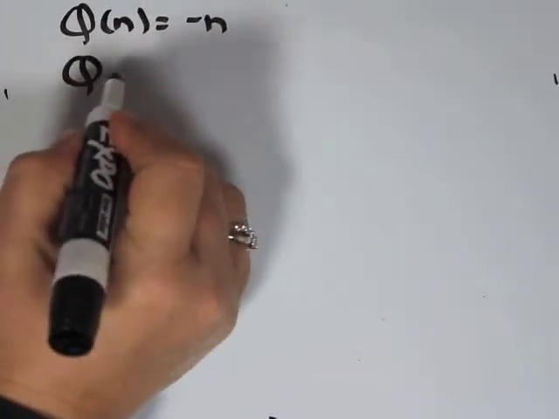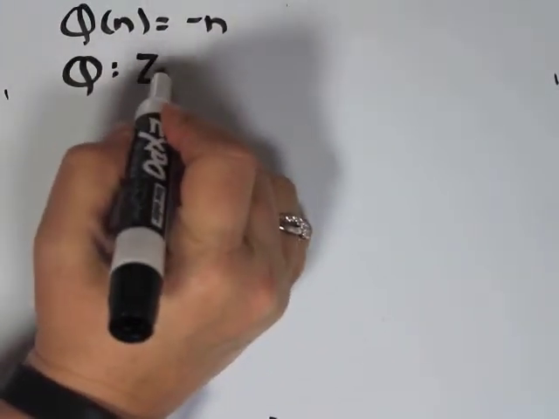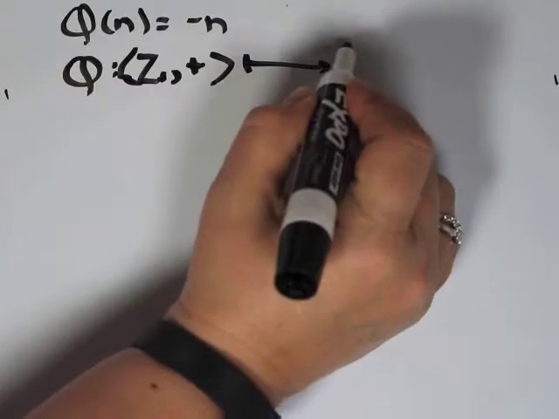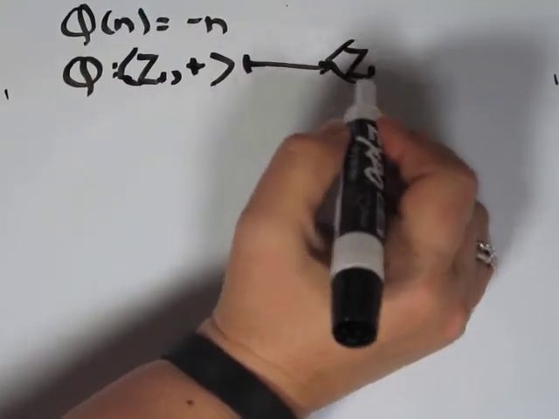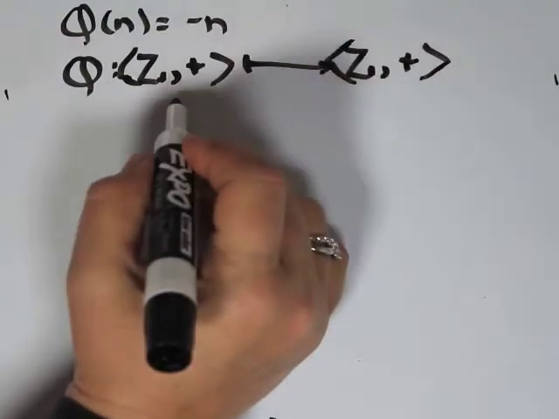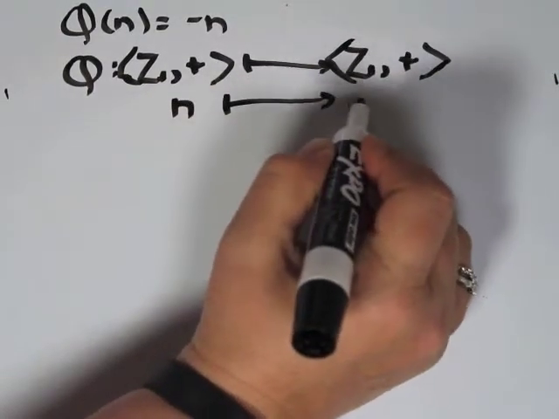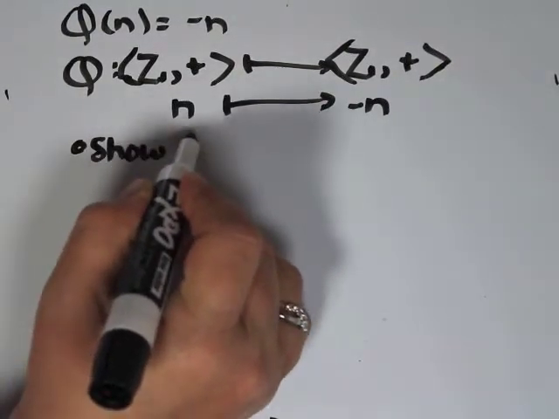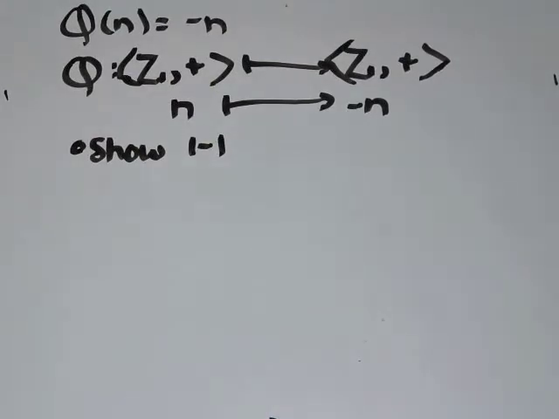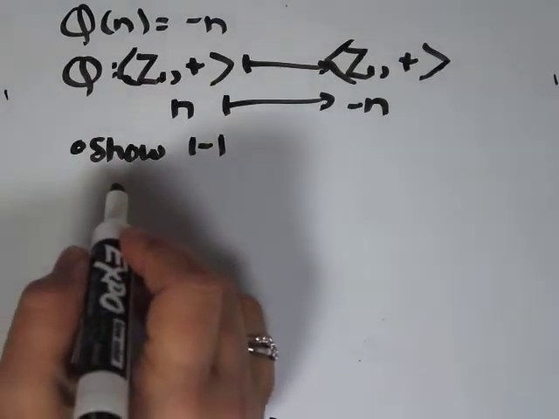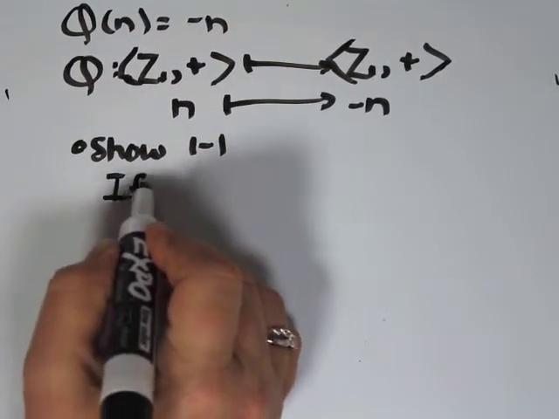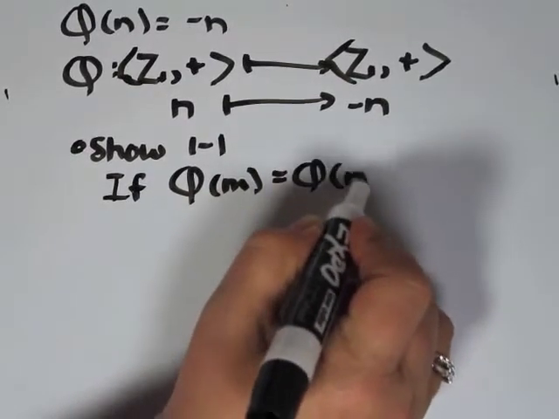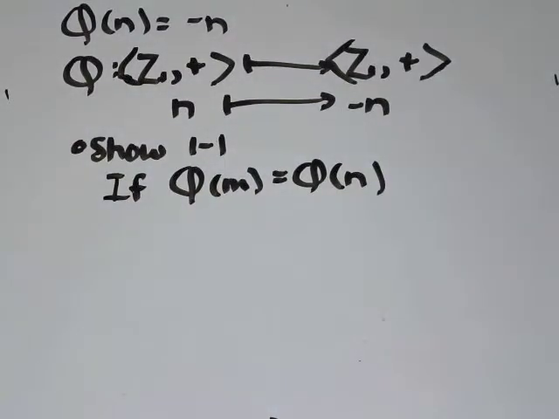And in proper notation, you see phi is a mapping from the group of integers under addition to the group of integers under addition, such that n is taken to negative n. Alright, so the first thing I've got to show is one-to-one. How do I show a one-to-one? Well, I need to show that if phi of m equals phi of n, then m equals n.